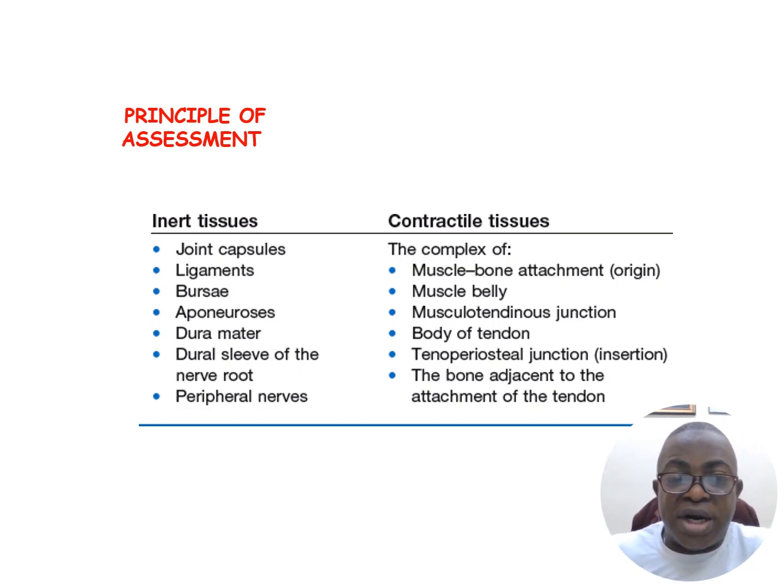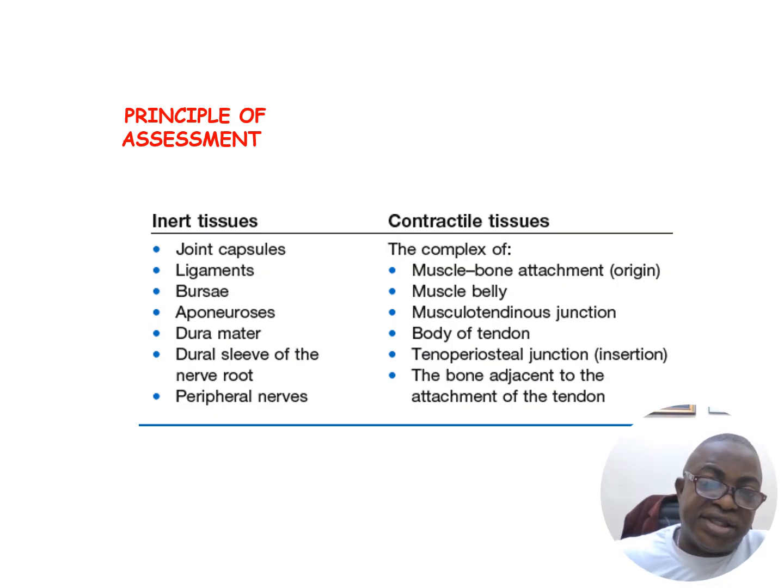Aponeurosis, dura mater, peripheral nerves, all these structures listed there, they lack the ability to contract and generate tension, so they are called inert structures, and problems or lesions in them will most likely be detected by using passive movements. All right, whereas if you look on the right hand side, you're going to see the muscle belly. Then where the muscle is attached to the tendon is the musculotendinous junction. Then the tendon itself, and where the tendon is attached to the bone, you can have the muscle bone attachment. All these areas of the body can contract to generate tension. So they are all known as contractile structures.